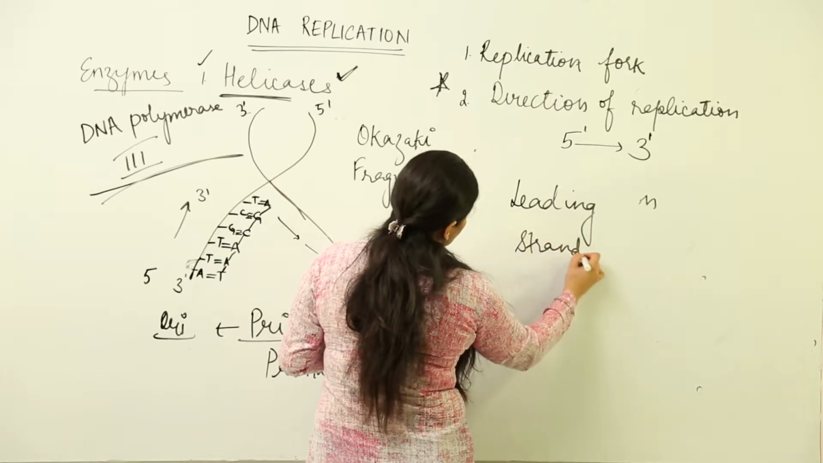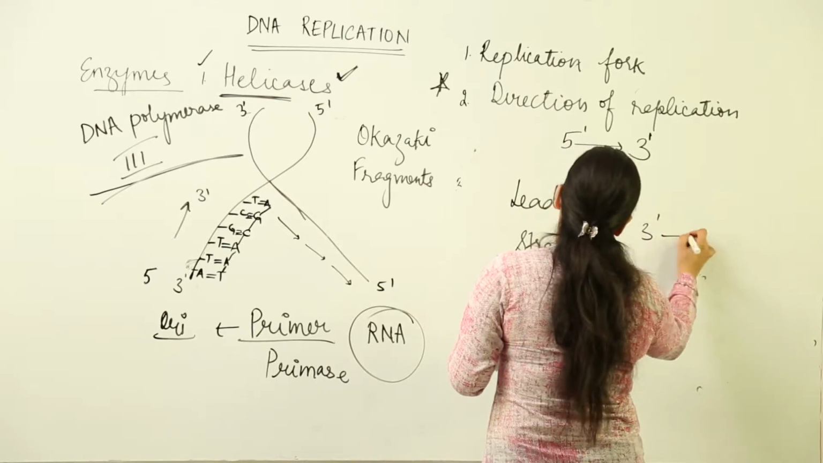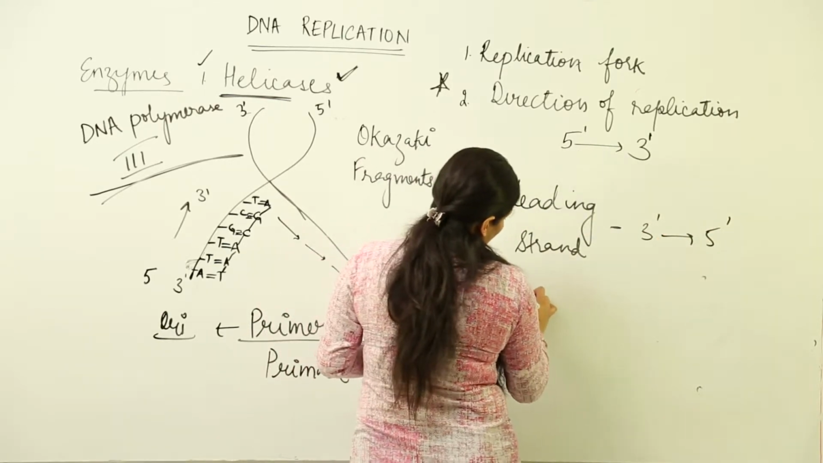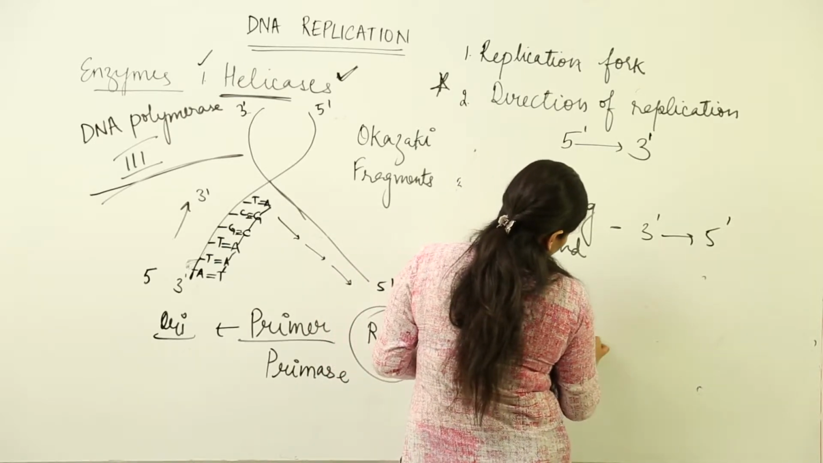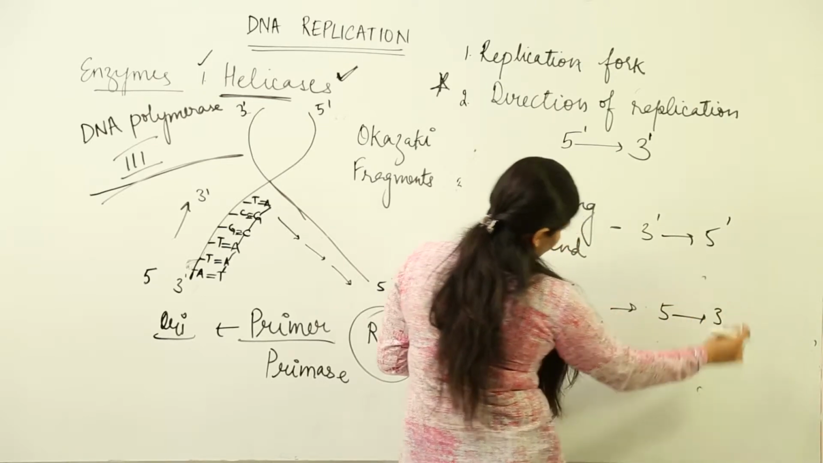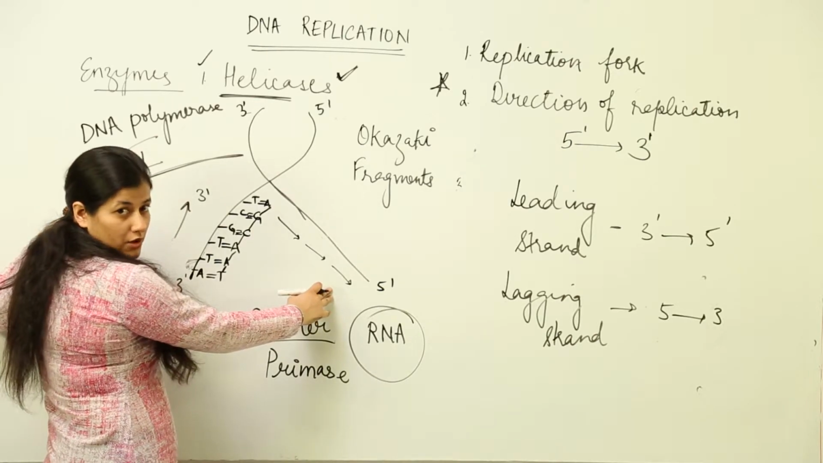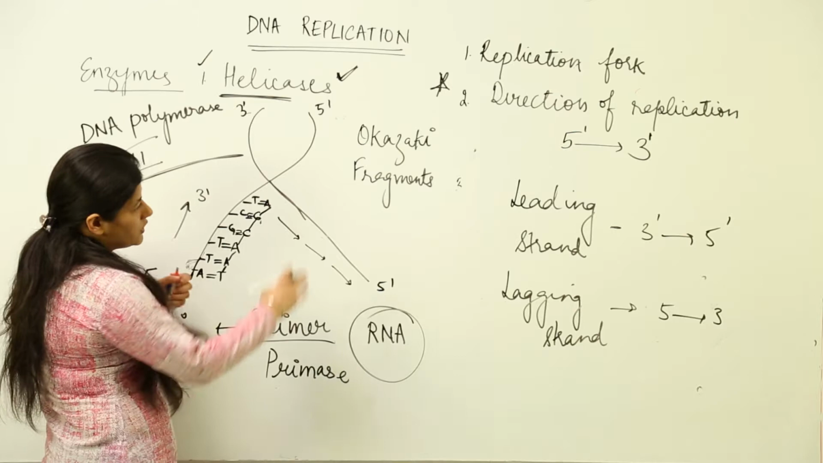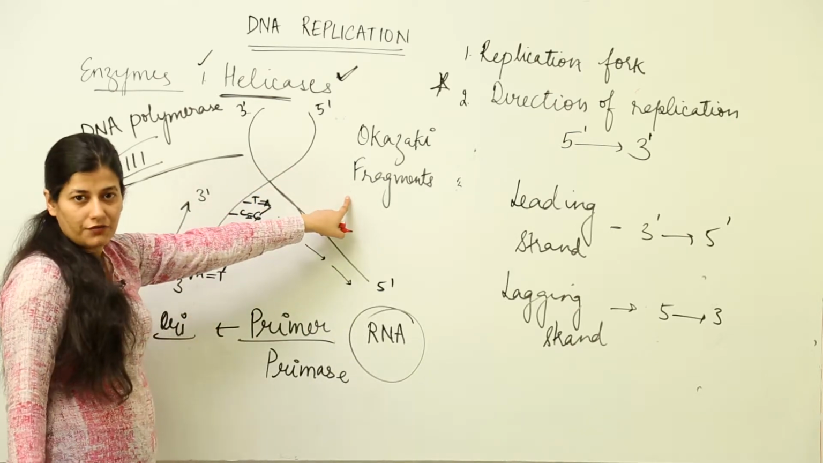So the leading strand has the polarity of 3' to 5', while where Okazaki fragments are formed, that is known as the lagging strand. The lagging strand has the polarity 5' to 3'. So it would be synthesizing its complementary strand in the opposite direction. Now we had talked about the leading strand, the lagging strand, and Okazaki fragments.